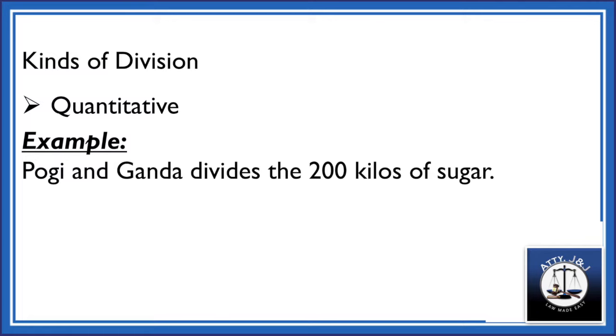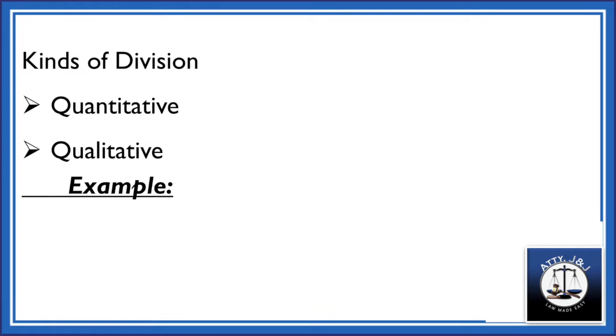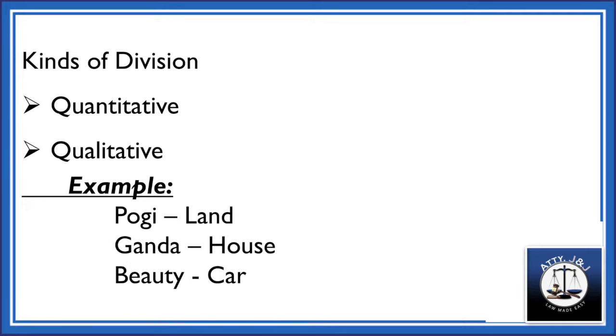Second naman is yung qualitative. So, dito, irrespective naman sa quantity, yung tinitingnan is yung by quality. Example, if si Pogi and Ganda naman are heirs, kung naging tagapagmana sila ng namayapa nilang magulang, halimbawa ay magkapatid nga sila and they agreed to divide their inheritance. So, halimbawa nga is ang hatian nila ay ganito. Kay Pogi is ang lupa. Kay Ganda is ang bahay. Tapos kung kapatid rin nila si Beauty, pwede ring kay Beauty is yung sasakyan. So, irrespective of the quantity, by quality yung pag-divide or yung paghahatian.